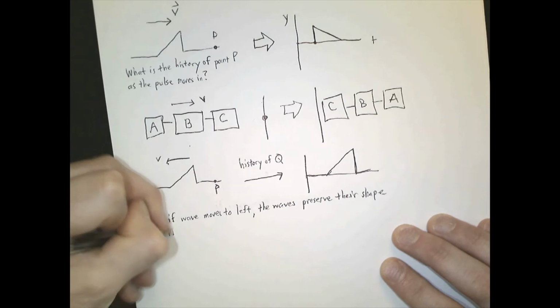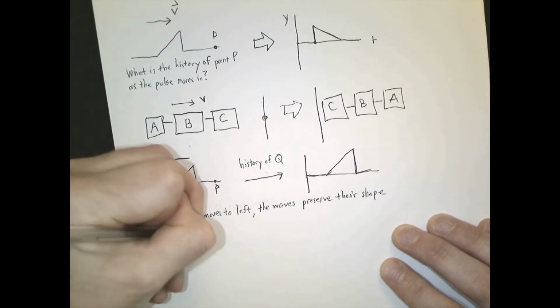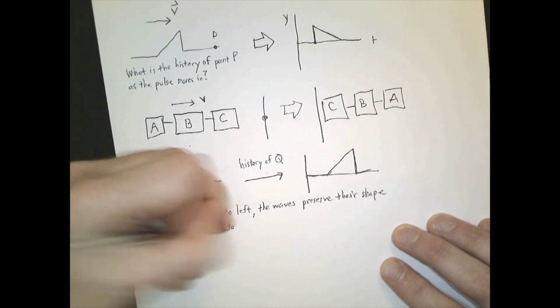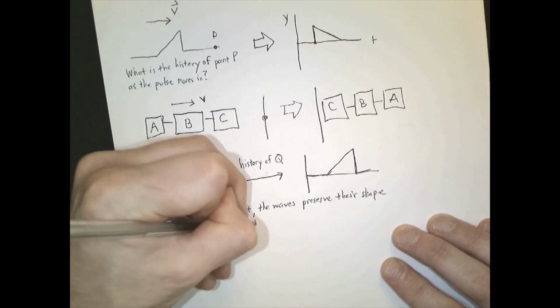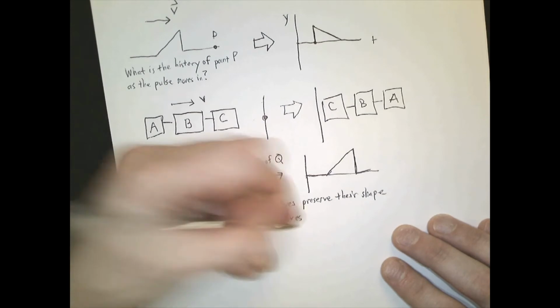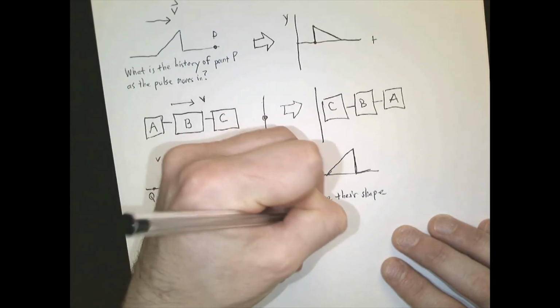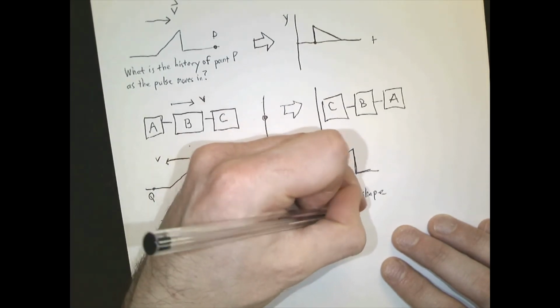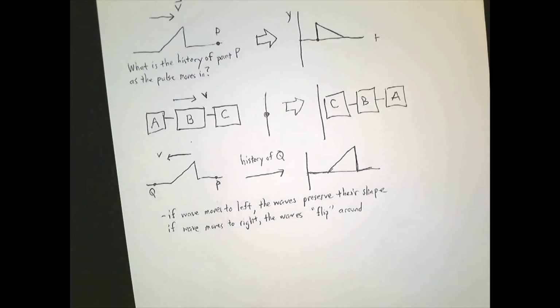And if it moves to the right, the waves flip around as they're drawn. So just like the train, we drew it A, B, and C. C, if it's moving to the right, is going to hit the gate first, and that's what we draw in terms of history chronologically in time.